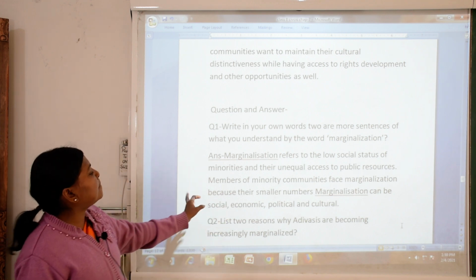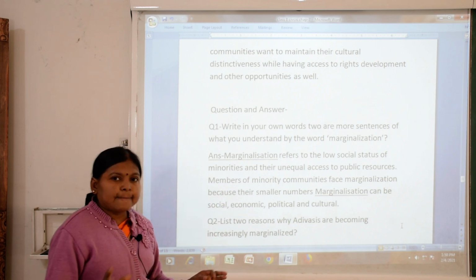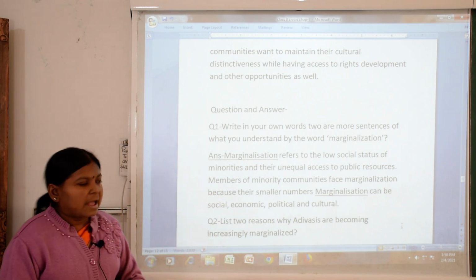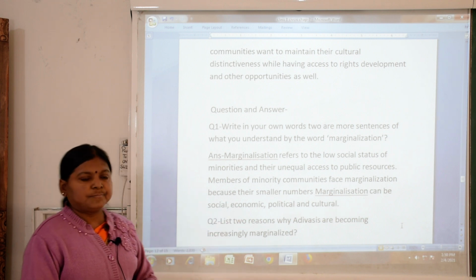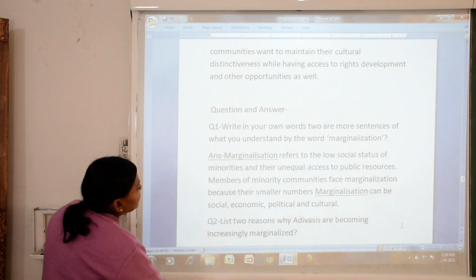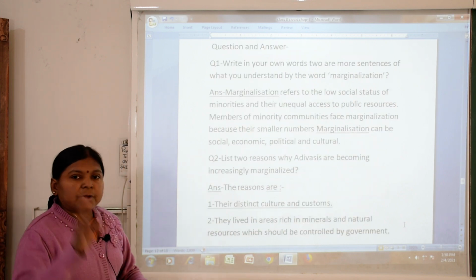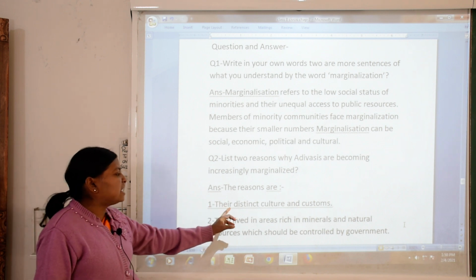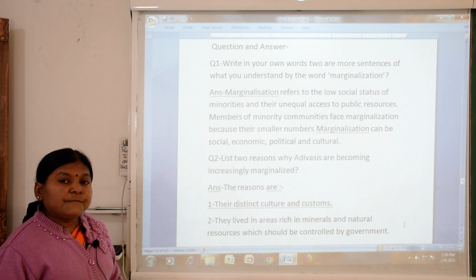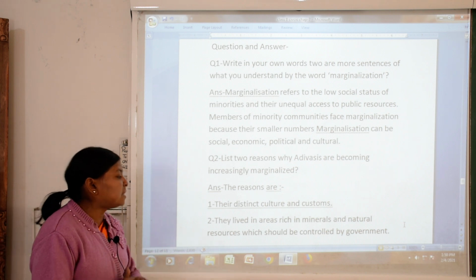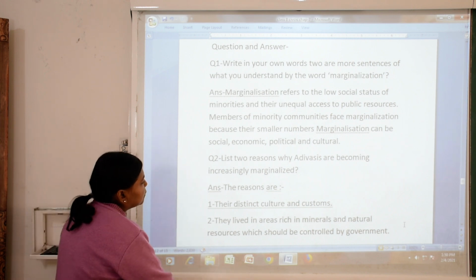Do you know why members of minority communities face marginalization? Because they are smaller in number, and they differ socially, economically, politically and culturally. Question number 2: list two reasons why Adivasis have become increasingly marginalized. The two reasons are, first, their distinct culture and customs, and second, they lived in areas which are rich in minerals and natural resources, which should be controlled by the government. So these are the two main reasons.